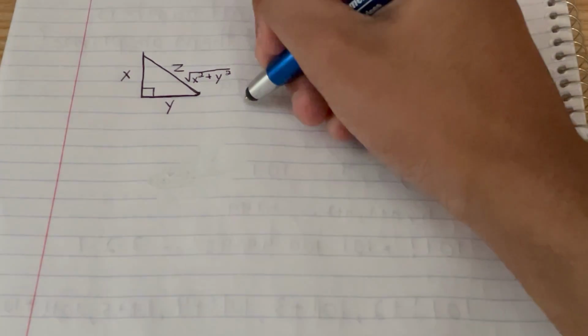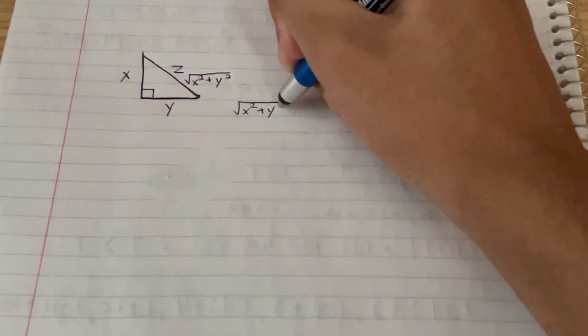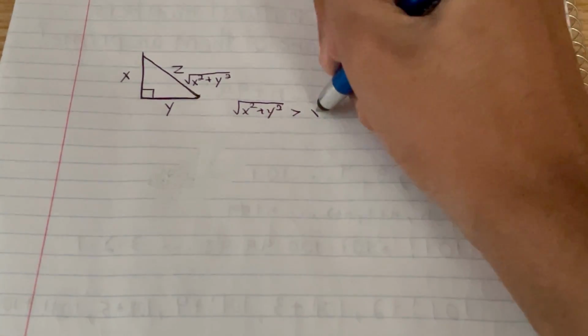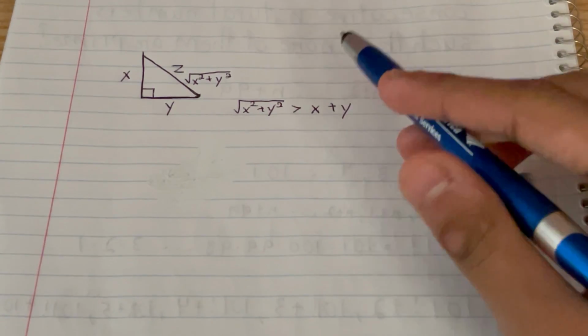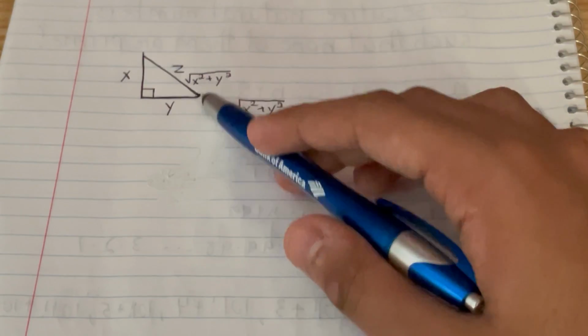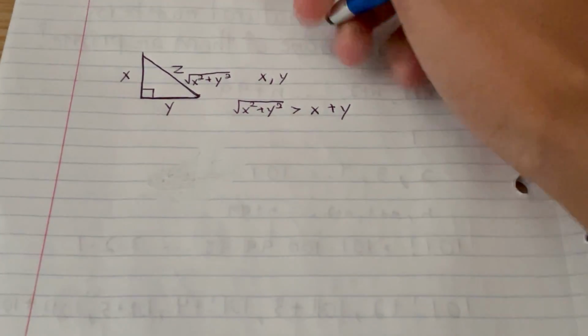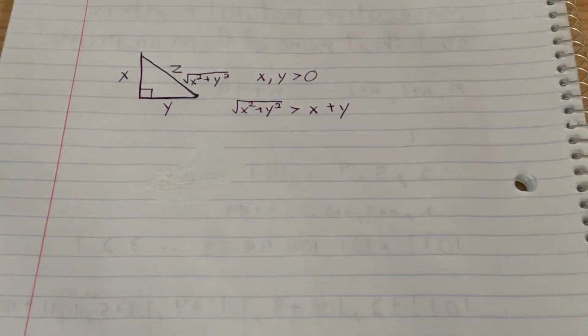Let's suppose that the square root of x squared plus y squared, instead of being less, is actually greater than x plus y. So we're assuming that the opposite is true. We're assuming that the hypotenuse is actually always bigger than the sum of the legs. And of course, we're assuming that x and y are real numbers greater than 0.